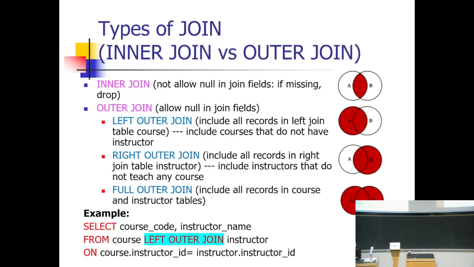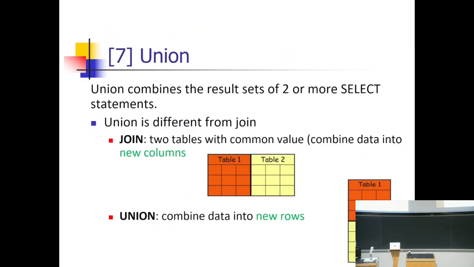We can also see these in this slide. Inner join does not allow null in the join fields and only returns everything that matches in both tables. Left outer join or left join returns everything from the left table, including courses that do not have instructors, if you write course left from instructor. Right join includes everything from instructor, even if the course is null, and full outer join returns everything.